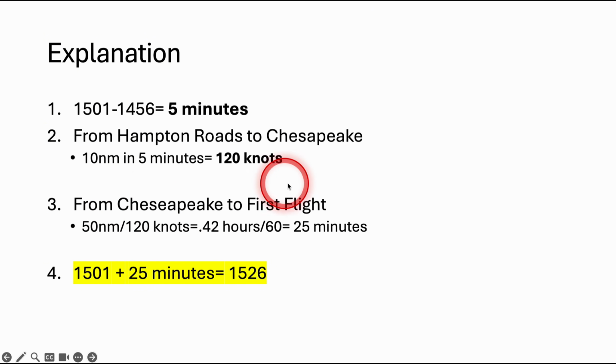From Chesapeake to First Flight came out to 50 nautical miles. Using our ground speed of 120, you divide the two, you come up with 0.42 hours, which is a fraction of an hour, equivalent to 25 minutes. So it's going to take us 25 minutes to go from Chesapeake to First Flight. If we add that to our time of 15:01, we get the answer of 15:26. So I'll go ahead and hand out today's quiz and let me know if you have any questions.